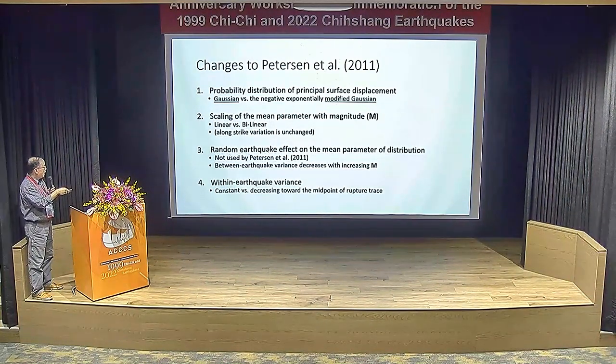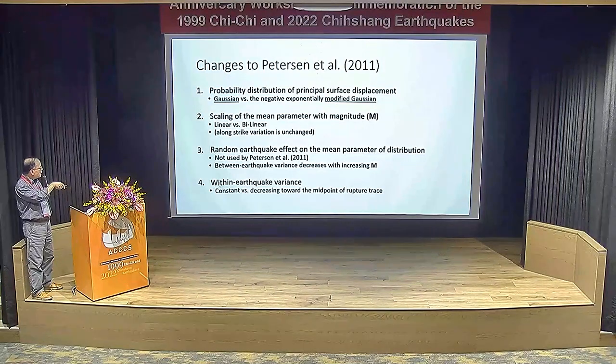Another change is that Peterson et al. use a fixed effect model only, and in ground motion models, we know that there is a random earthquake effect on the mean as well. So we added this random effect into our model, and we find that the variance of the random earthquake effect is actually magnitude dependent. Again, this magnitude dependence we also see in ground motion models.